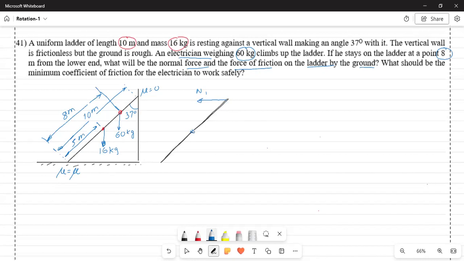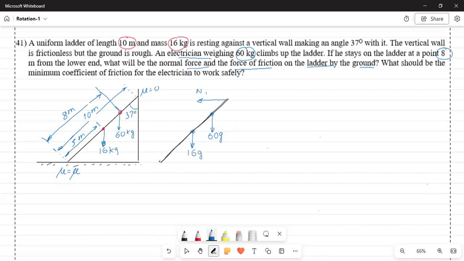Right here, there is a force here, which is 16 kg, we should call it 16g. There is another force here. It is 60g.